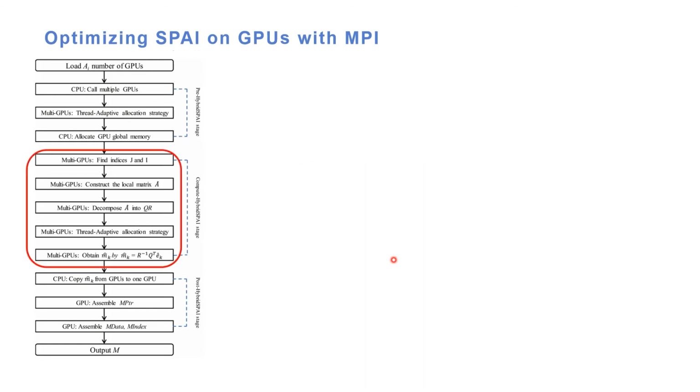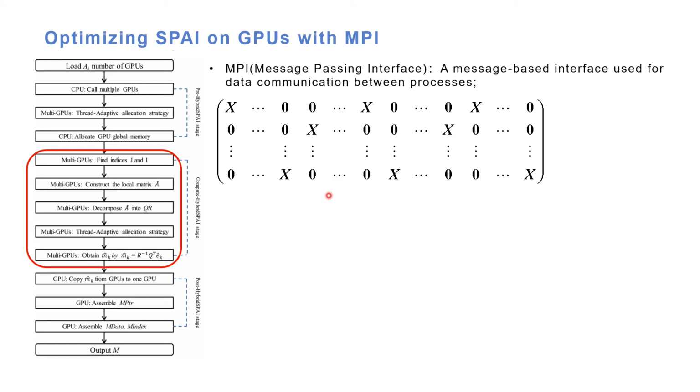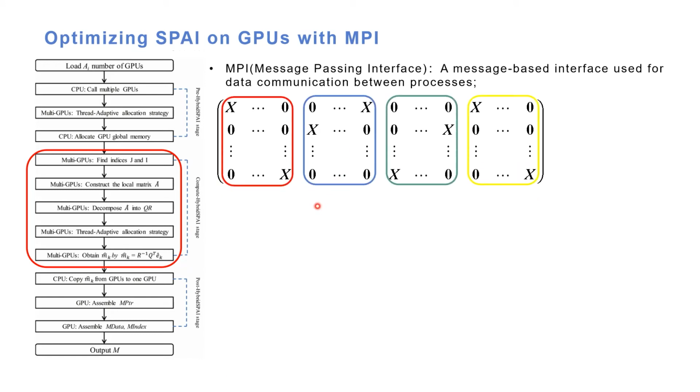Before the second part, we need to know about MPI. It is a message-based interface used for data communication between processes. We then use MPI to call multiple GPUs in parallel to compute. Here is an example. Firstly, we assume that the matrix M and I have the same sparsity. Then, the structure of M is as follows. Then we are going to use 4 GPUs to compute, so we can divide the original matrix into 4 submatrices.